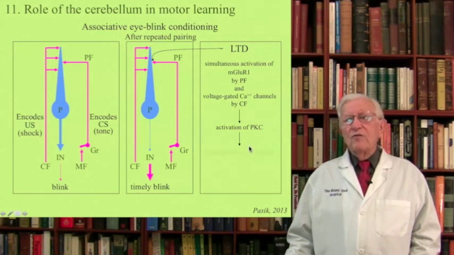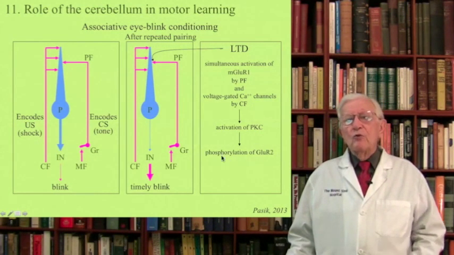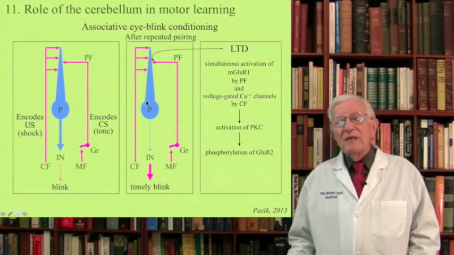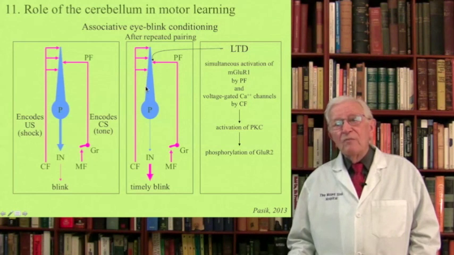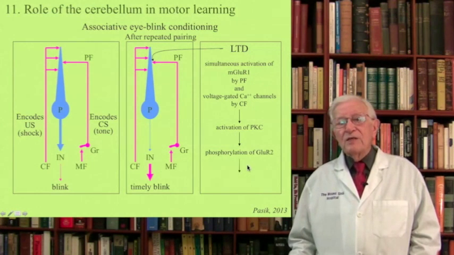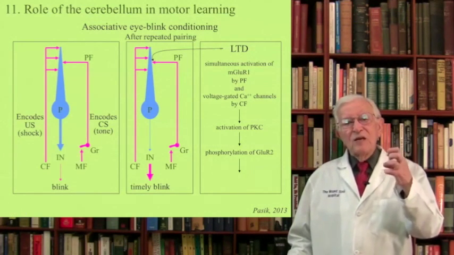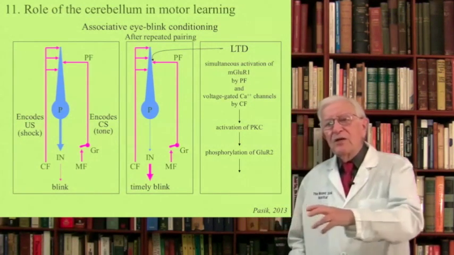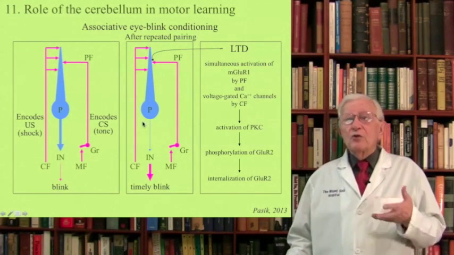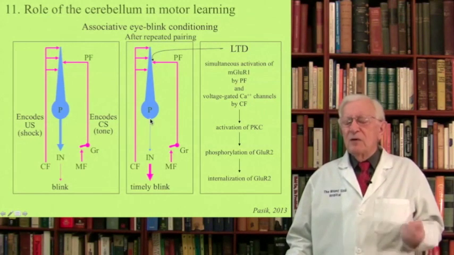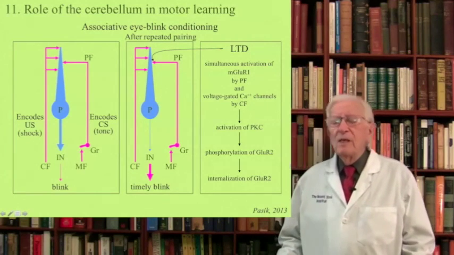And the activation of the protein kinase is going to lead to phosphorylation of the glutamate receptor 2 that is here, at the level between the parallel fiber and the Purkinje cell, and that phosphorylation makes that receptor go inside the cell. So that means that there is an internalization of the glutamate receptor. So essentially, this Purkinje cell becomes less excitable, and that lasts a good period of time.